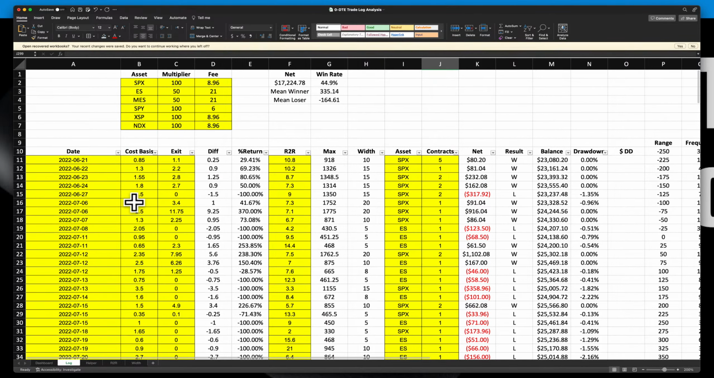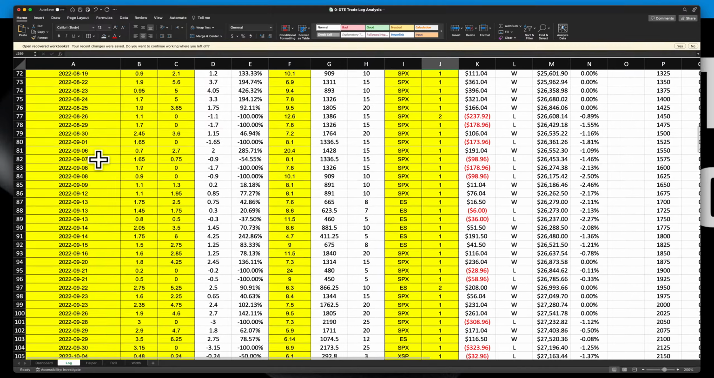Let's see, we started on June 21st. So when June 21st comes around, I'll do a recap, and we'll close out this account. And then we'll start off with a $100,000 account and go from there. So here are all the trades.